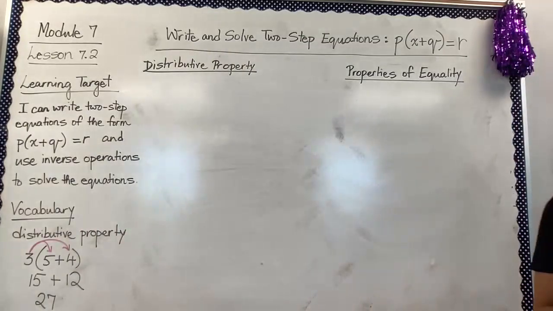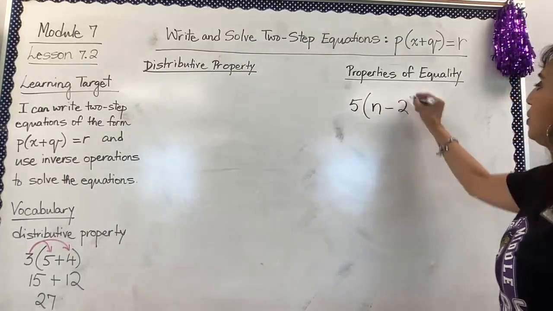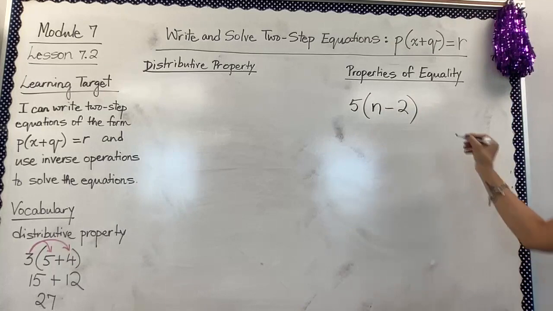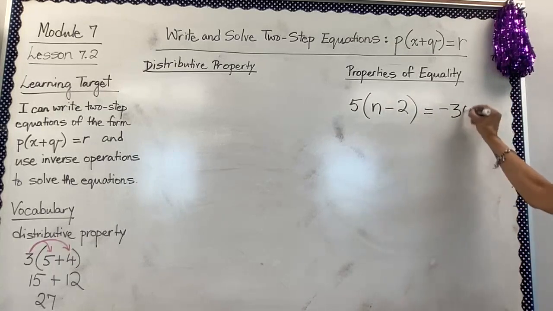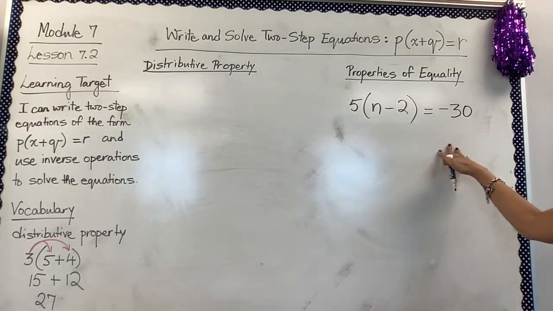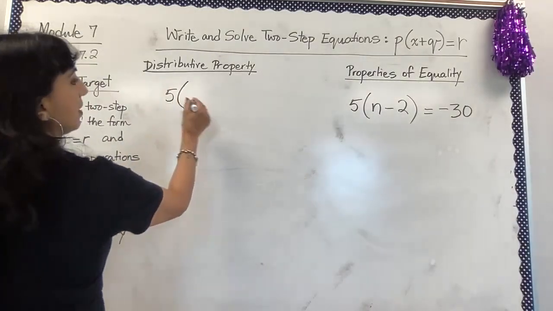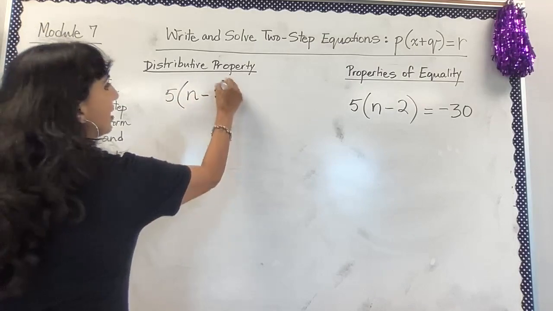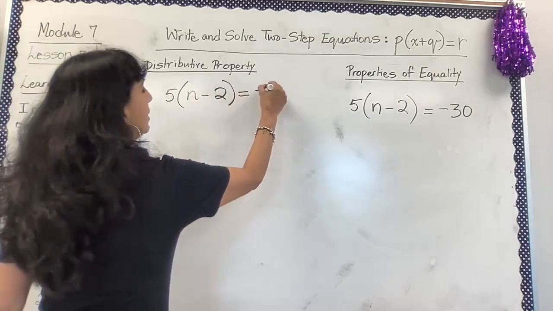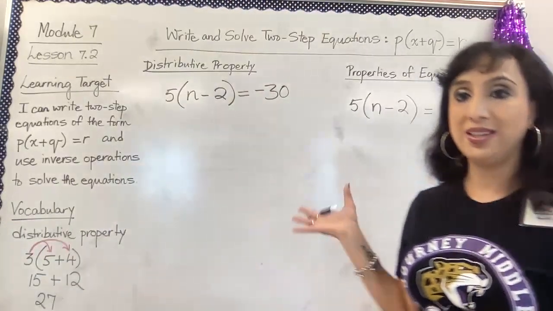So let's say my question is 5n minus 2 is equal to negative 30. Okay, so I'm going to use both methods, the division property of equality, as well as the distributive property, again, to show you that it doesn't matter. I will always end up with exactly the same answer or the same solution, no matter which method you choose.